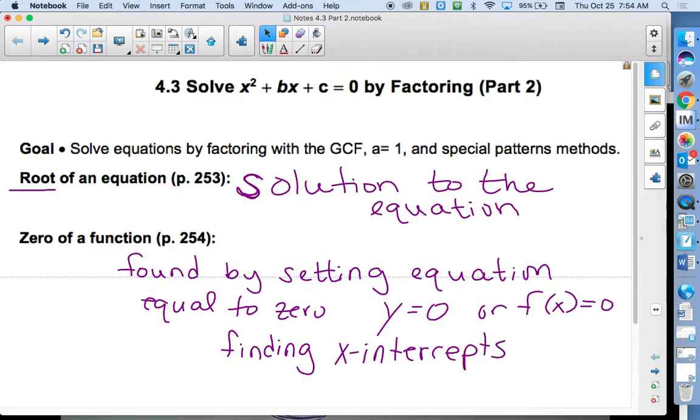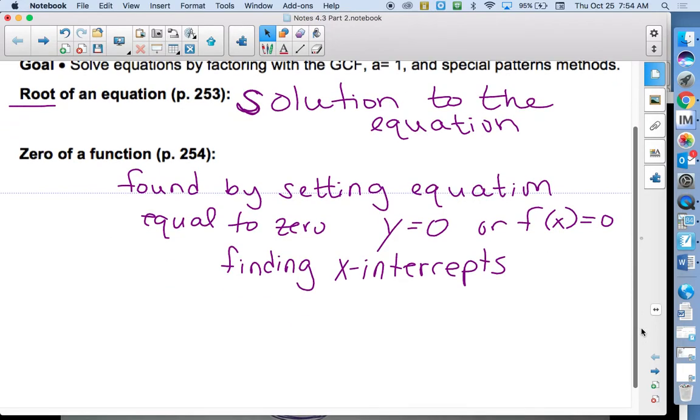So anytime you take an equation and set it equal to 0, our goal is to find the x-intercepts. Where does the graph cross the x-axis? We will be taking equations today, putting them in intercept form, and actually getting the x-intercepts, which you already did to graph. It was just already given to you in intercept form. So today we'll be placing that equation in intercept form by factoring so that we can find the x-intercepts.